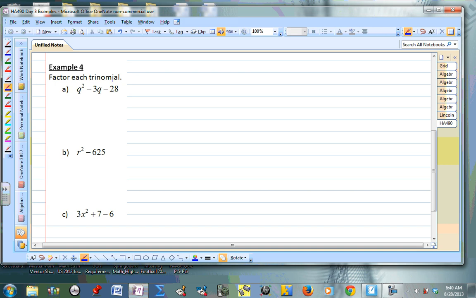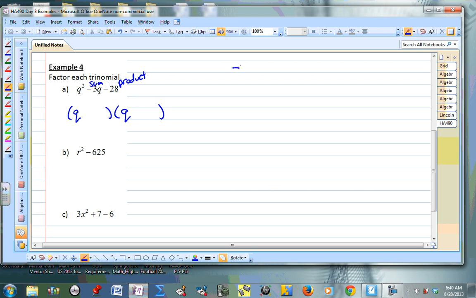So you want to remember that we can think of this constant term as a product. Negative 28 is a product of two values. And the coefficient of the middle term, negative 3, well, that's going to be the sum. When you factor a trinomial, we're going to get the product of two binomials. What multiplies to make q squared is q times q. So now let's fill in the blanks with these numbers.